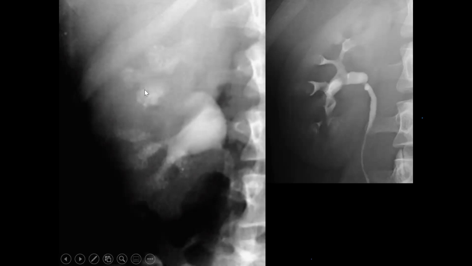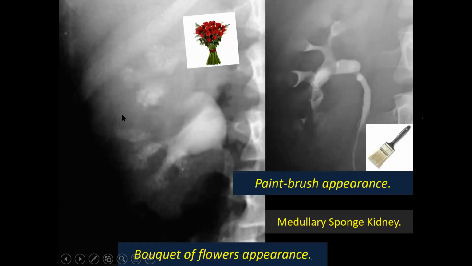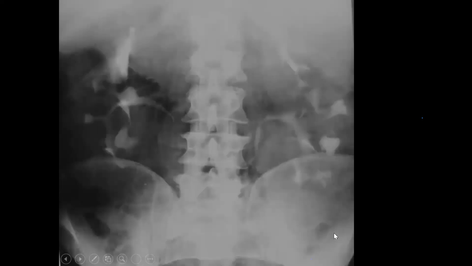But here in this image, the C shape is lost and there are multiple tiny punctate foci seen in the region of the medullary pyramid and the minor calyx. This is called the dot-dash appearance, or paintbrush appearance, or bucket of flowers appearance. This is characteristic of medullary sponge kidney, which can be diagnosed on conventional urography as well as CT urography.